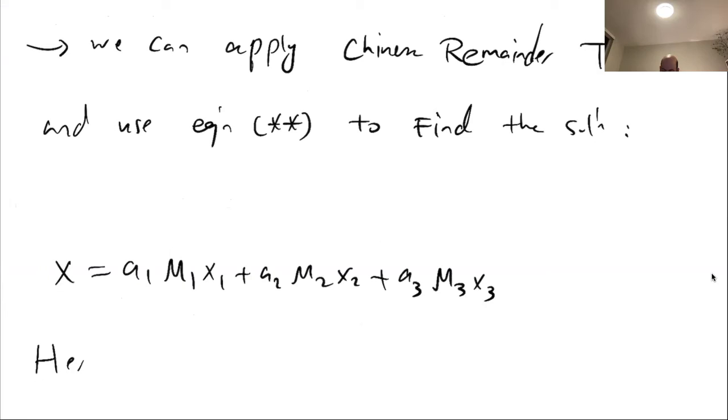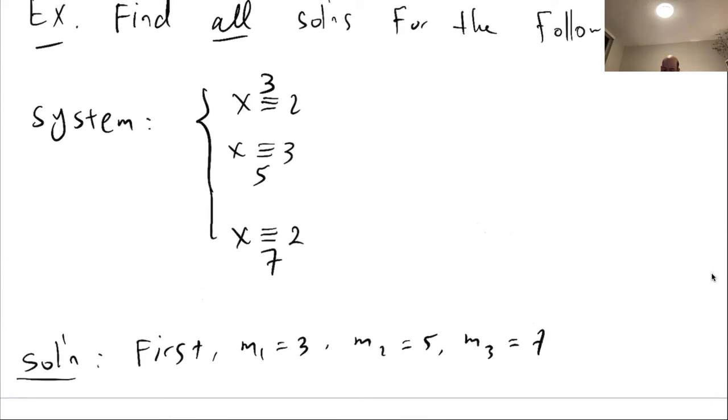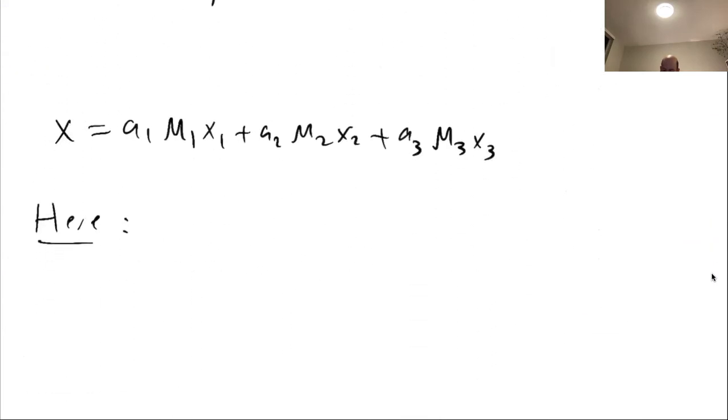So let's see what these numbers are in our case. a1, a2, a3 are the ones given in the question, which are 2, 3, 2 here. So a1 is 2, a2 is 3, a3 is 2. This one is very easy to find. What about M1, M2, M3? That's also easy to find.